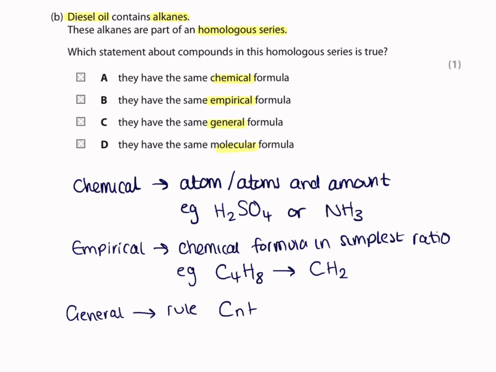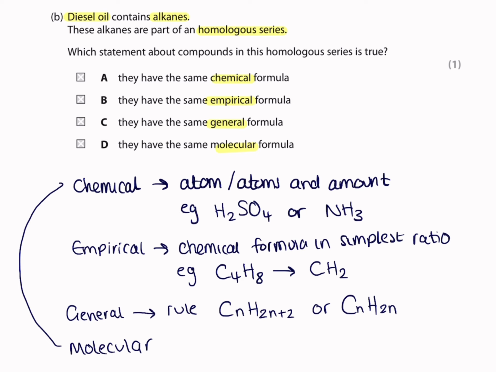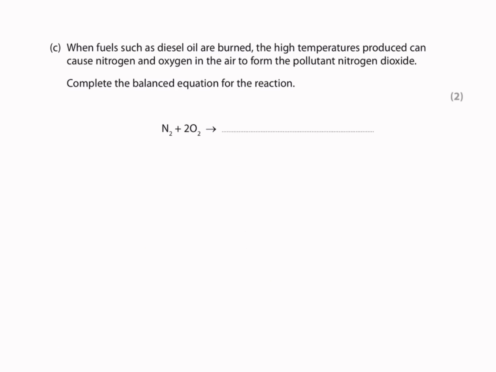The general formula, I think of it like a rule. So you've got CnH2n+2 or CnH2n, which are rules for alkanes and alkenes. So the other way around should be alkanes and alkenes. And molecular is like the chemical formula, except you need to have more than one atom to have a molecule. You need to have some sort of bond in there.